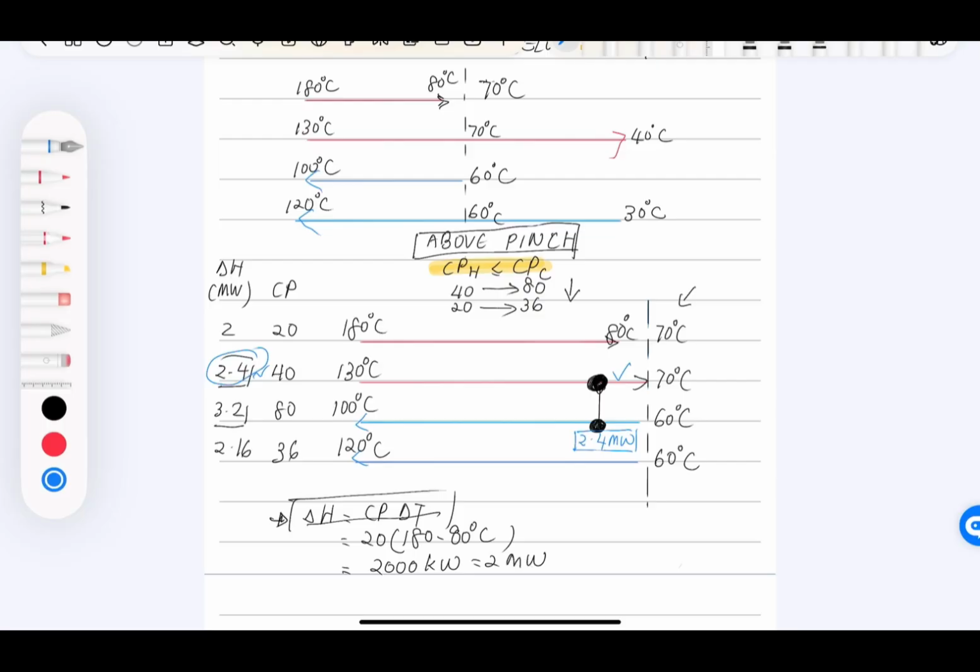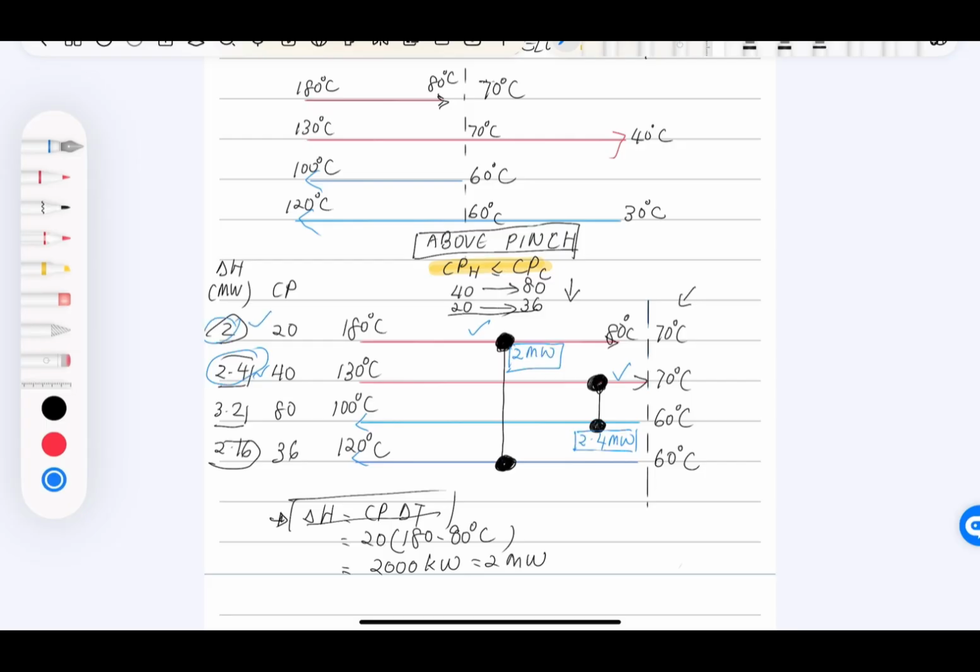Then our second heat exchanger is 20 and 36. How much duty do we put for heat exchanger number 2? This stream requires 2 and this one requires 2.16. Obviously we put the smaller one, so this heat exchanger will have a heat duty of 2 megawatt. Now we can tick this stream because it has already satisfied the heat duty of 2 megawatt.